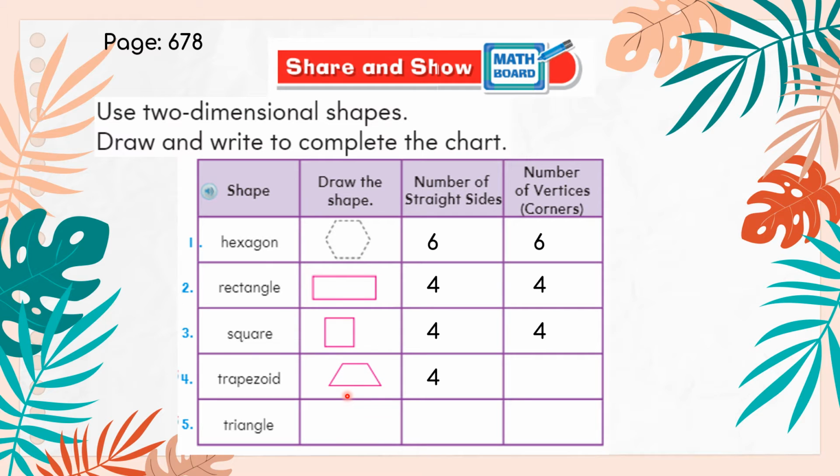How many sides does a trapezoid have? It's 1, 2, 3 and 4. A trapezoid has 4 straight sides. Now how many vertices does a trapezoid have? It has 1, 2, 3 and 4. So we're going to write 4 for vertices as well. Moving on to a triangle. This is my personal favorite. Okay, so how many sides does a triangle have? It's 1, 2 and 3. So we have 3 straight sides on a triangle. How many vertices? 1, 2 and 3. We have 3 vertices on a triangle.